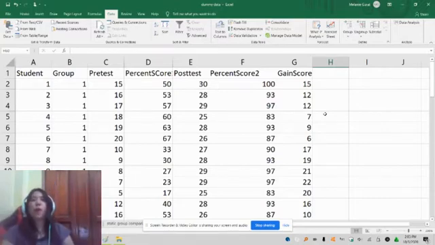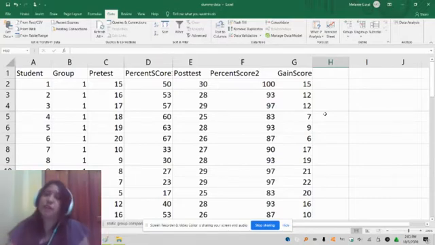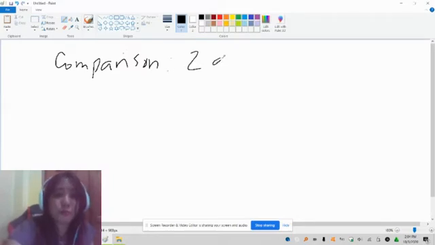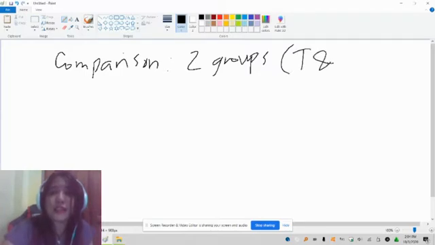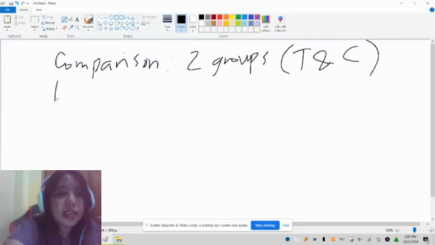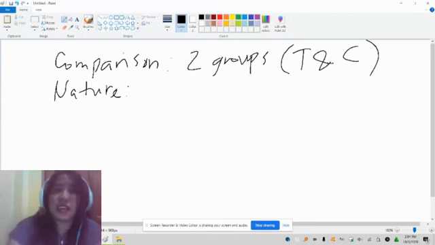So how will we know what appropriate test to use? First, our objective is comparison. So let us write that. Our objective is comparison. And what will we compare? Two groups, the treatment and the control group, or group 1 and group 2. Next, what is the nature of the data? Scores are interval.